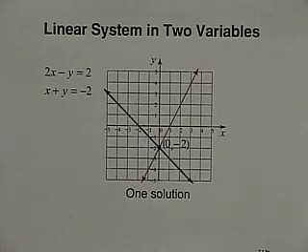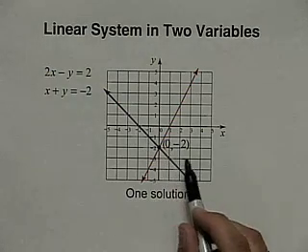Here what we see is a linear system in two variables. Now, keep in mind that a linear system that only contains one linear equation would have an infinite number of solutions. But in this system, we see two linear equations, and the solution to this system would be the point of intersection. So in this case, we have one solution and one solution only, because the point of intersection is the point (0, -2).